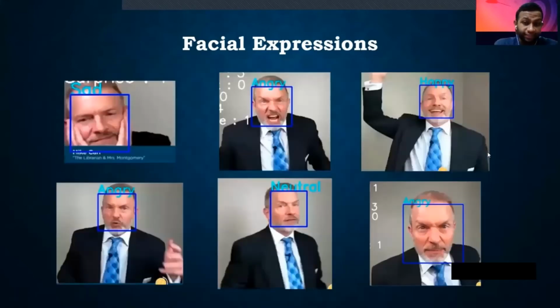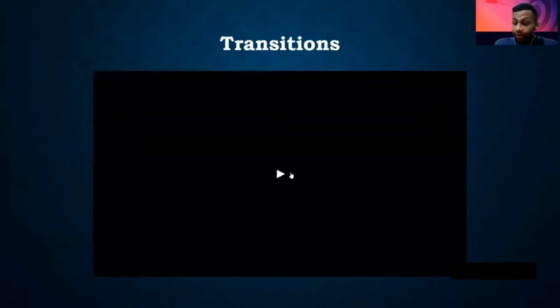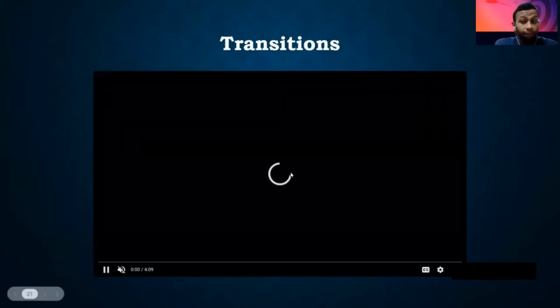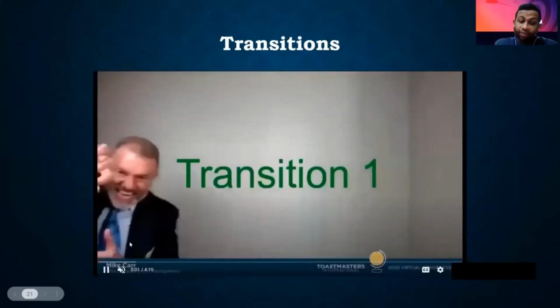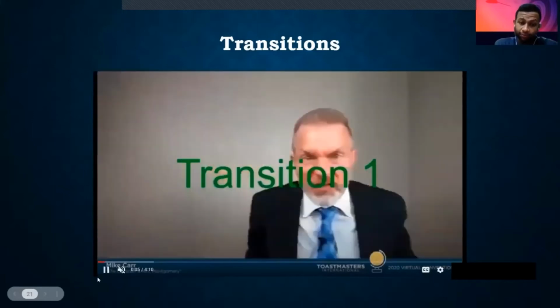So these are some instances of the different facial expressions identified: angry, happy, neutral, sad. And moving on, we also applied the same transitions to the world champion public speaking as well. So you can see different transitions by the speaker at different times.